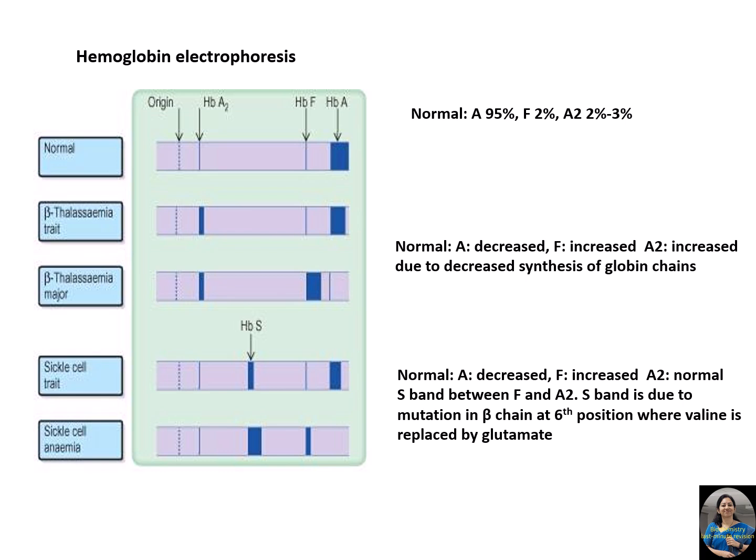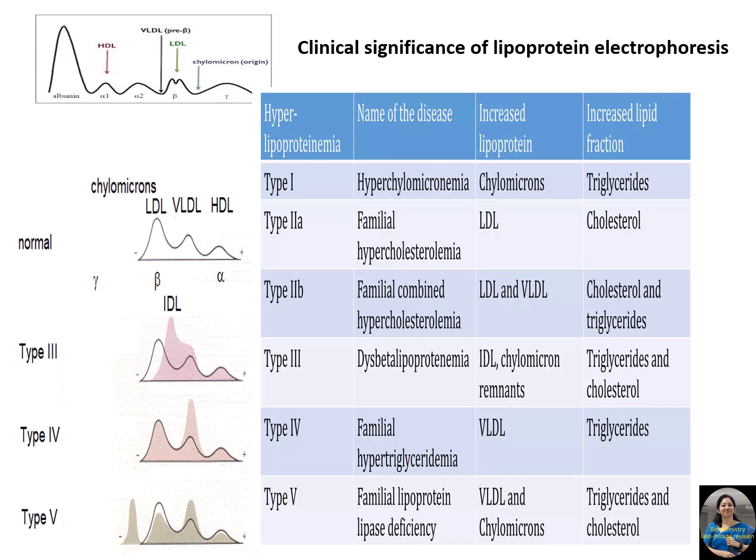Hemoglobin electrophoresis can also be used to identify sickle cell trait and sickle cell anemia. In sickle cell trait, there is decreased A1, presence of F, and a characteristic S band is also there. In sickle cell anemia, A1 is totally absent, there is increased F, and there is a characteristic S band suggestive of sickle cell disease or sickle cell anemia, caused due to mutation in the beta chain at the 6th position, where glutamate is replaced by valine.